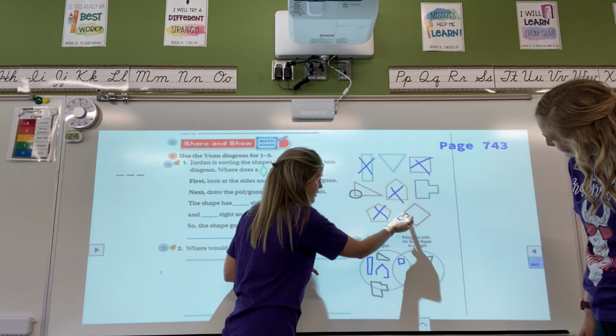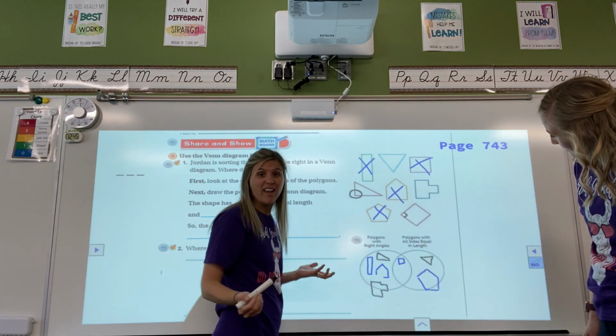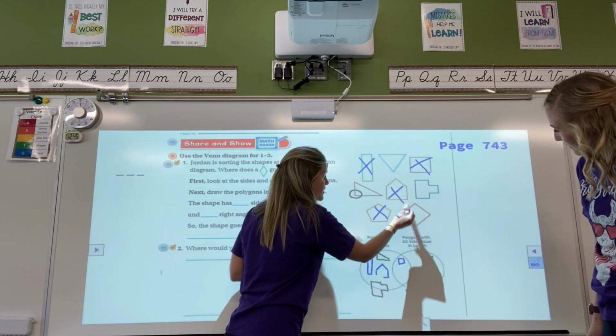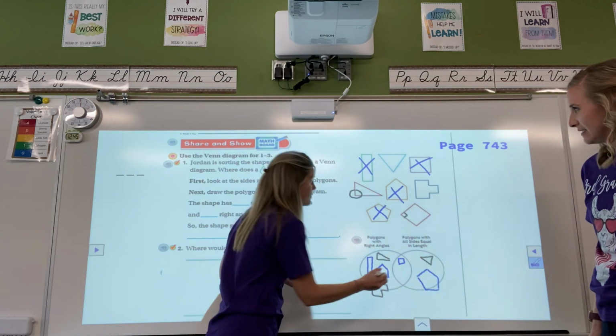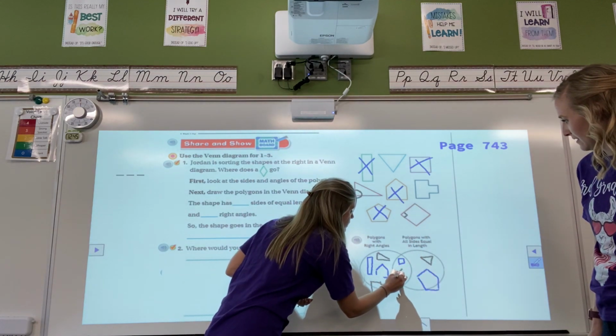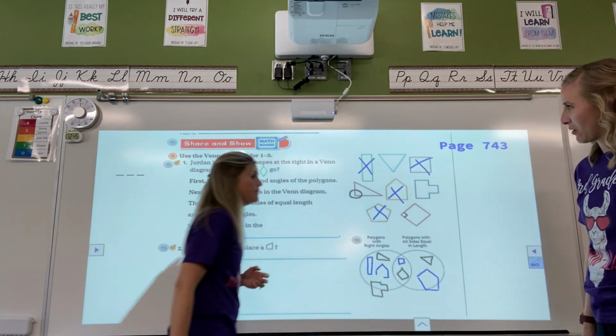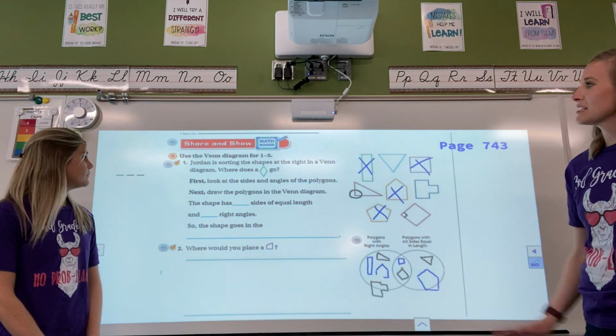I see a right angle there. And, oh, all of them are right angles. And they are all the same length. So that rhombus has to go in the middle. Perfect. Awesome.